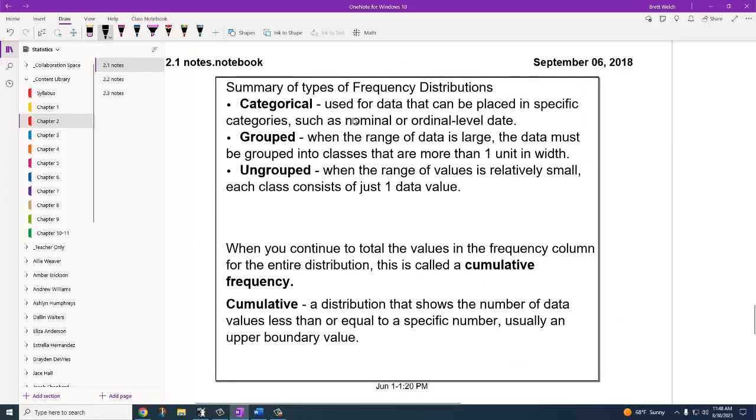Again, there's 3 types. There's categorical for things that are nominal or ordinal. Grouped is when the range of data is too big, meaning you've got a range of like 20, and you need to group these so that you can get them into small pockets. And ungrouped is when every data value has its own pocket. So if I said the ages of kids in the classroom, I might have some 16-year-olds, some 17-year-olds, and some 18-year-olds. I really don't need categories for that. I could just do 16, 17, and 18 as their own ungrouped frequency distribution.